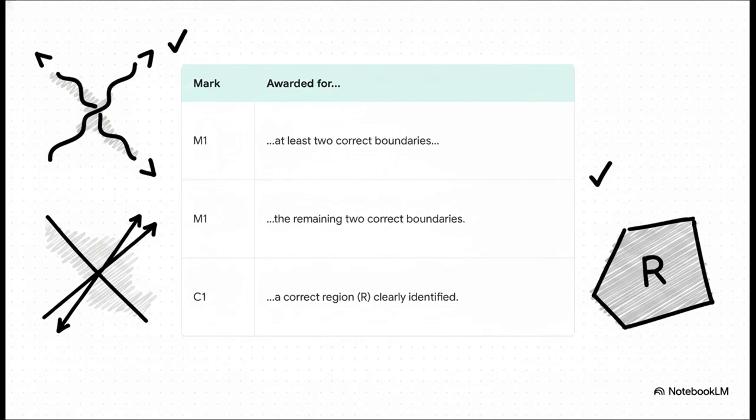So let's just do a final check against that mark scheme. Did we get the first M1? Yes, for drawing at least 2 correct boundaries. Did we get the second M1? Yes, for drawing the remaining 2 correct boundaries. And did we get the final C1 mark, that's the communication mark? Yes, for having a correct region R clearly identified. We've literally ticked every single box.